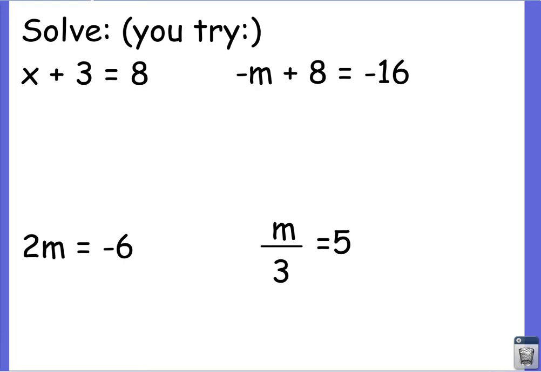So the first example is x plus 3 equals 8. Go ahead and pause the video at this time, solve these four, and when you're done, restart the video.